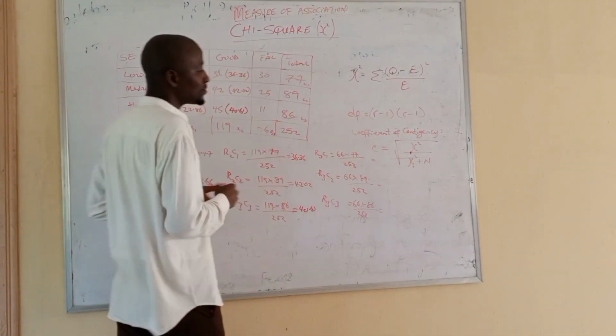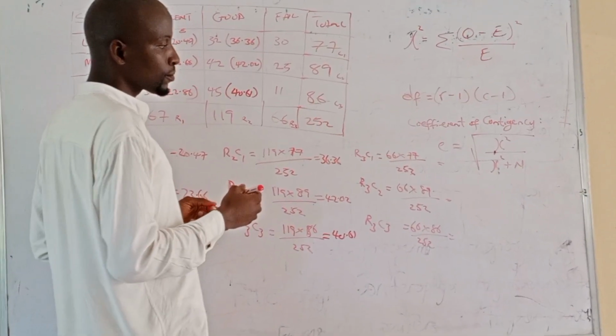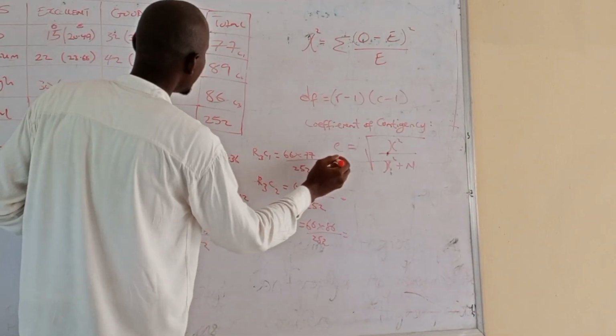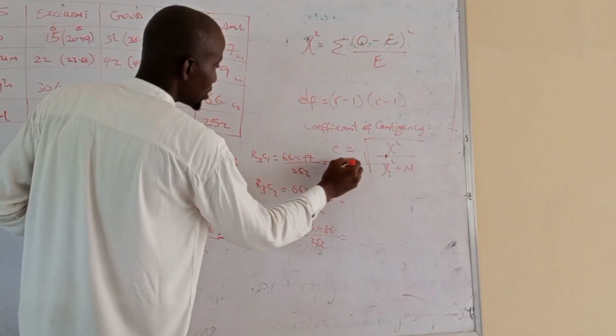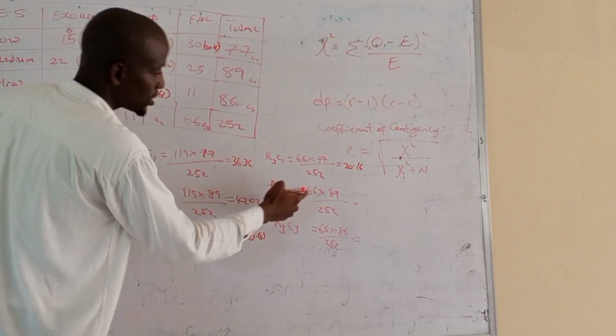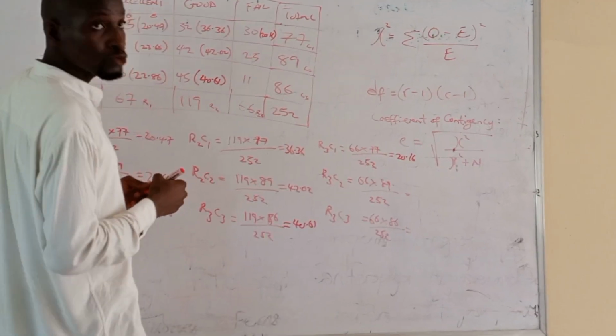66 times 77 divided by 252. That will be for the third row. That is 20.16. Then 66 times 89 divided by 252.